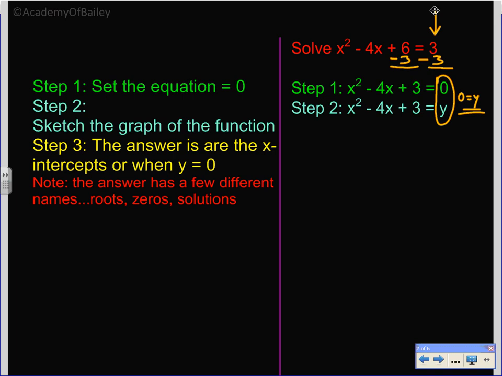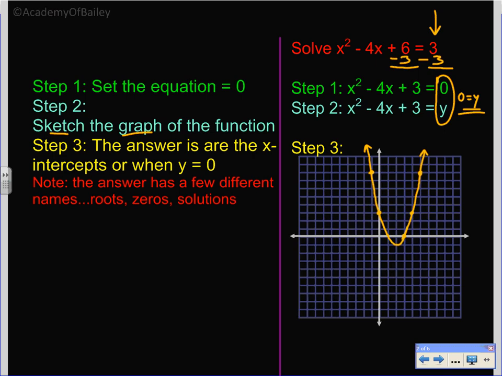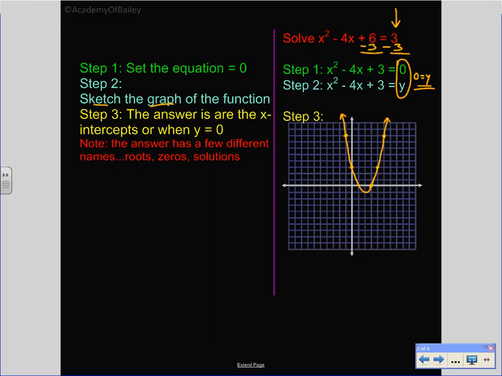And step number 3 says, actually I'm ahead of myself. Step number 2 said sketch the graph. We don't have a graph yet. So let me get a graph on here for you. There we go. There's a graph. And so if you're looking there, it says sketch the graph of the function. Well, we have a quadratic equation graph there.